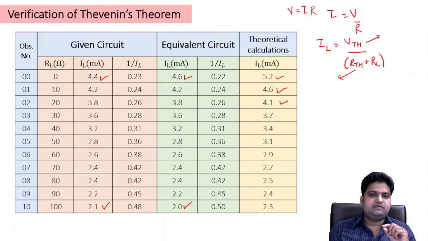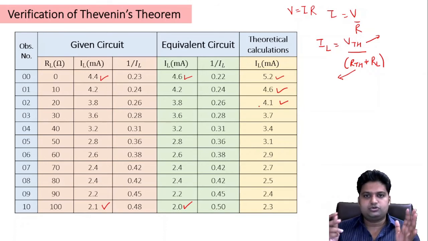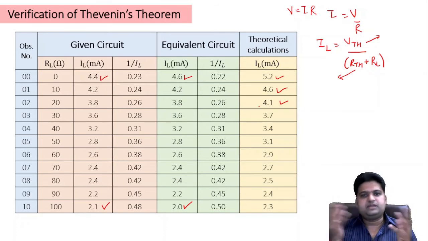But still, the calculated values are very much in agreement with the experimental values that we got, correct? Experimentally, whatever values we are getting are very close to those values. Which is a great thing, very good data that we got, right? And the given circuit and the equivalent circuit are almost the same as each other. That is fantastic.